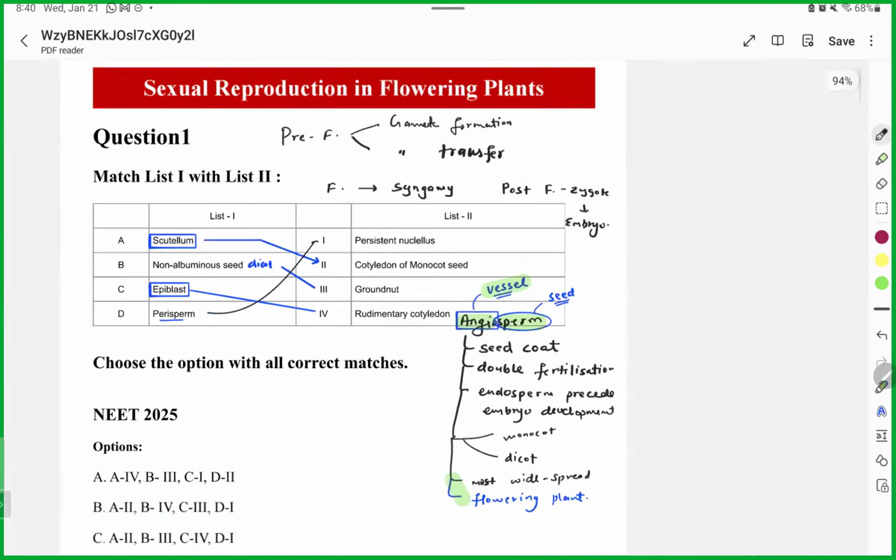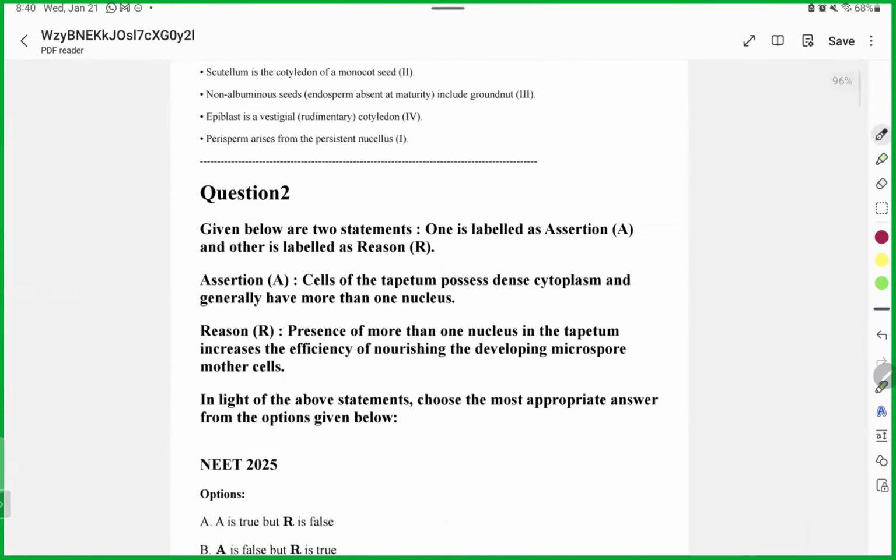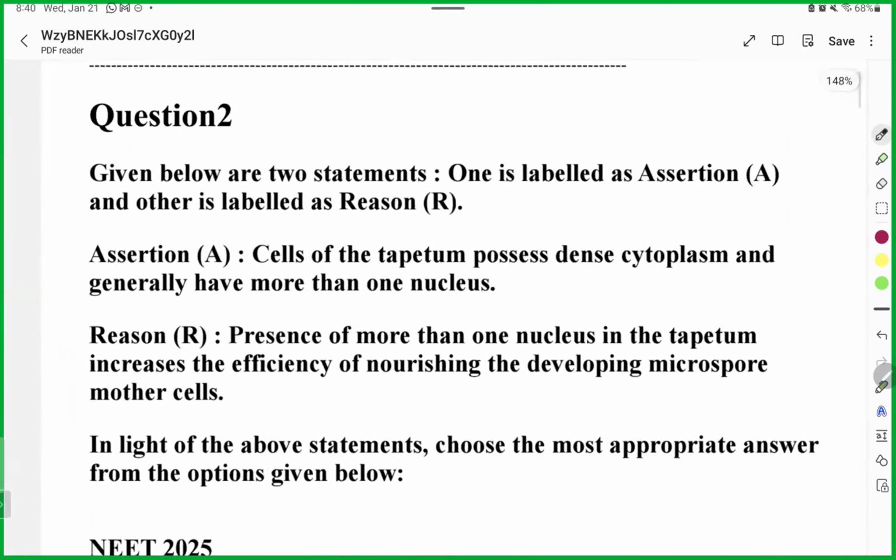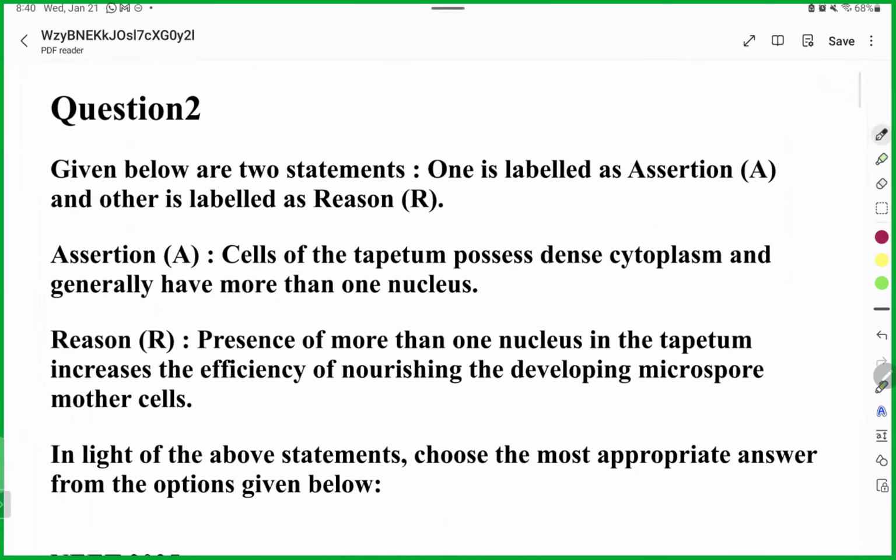So, if you are done with the question, we can do this question. Read carefully. I'm not asking for the answer. I will ask you a question once I finish the topic. Cells of the tapetum possess dense cytoplasm and generally have more than one nucleus.